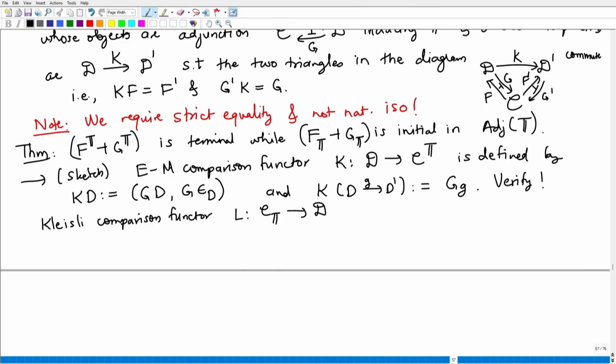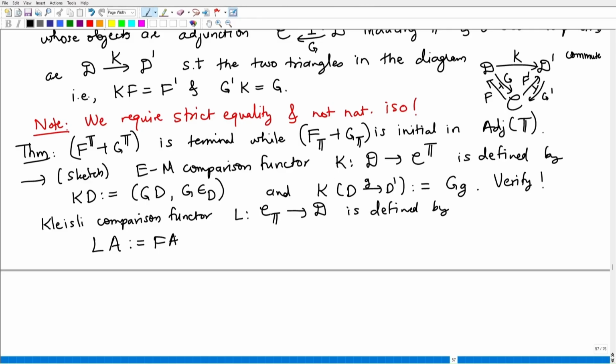And the Kleisli comparison functor also we are trying to give existence. Now tell me what should be done. Defined by L and L of A. FA, can you define FA? Yes. I mean F is the second part. I was confused between this, but what diagram you have, like D is replaced by C lower t and D prime is replaced by D and F and G. So this is correct.